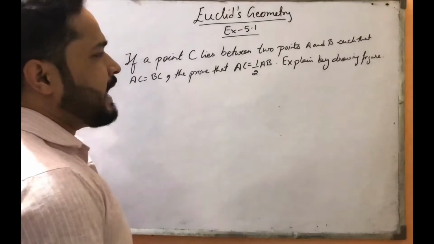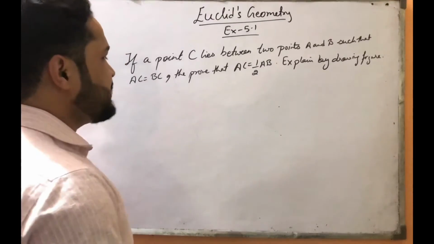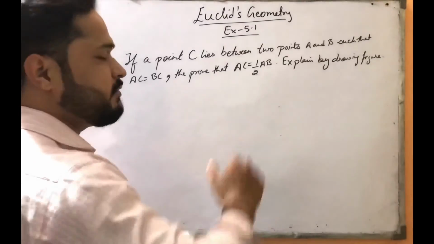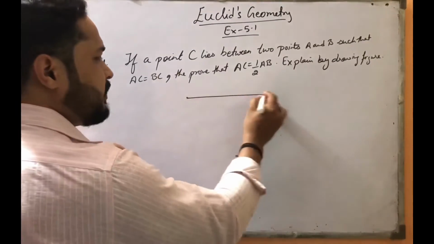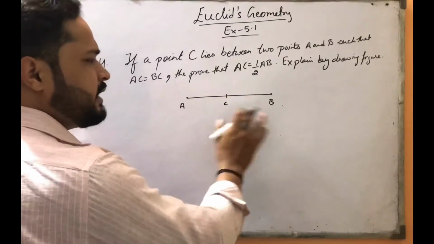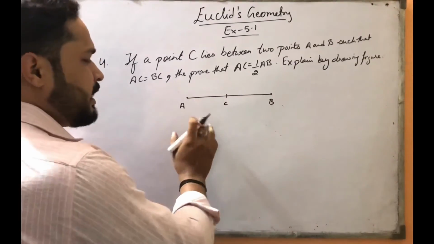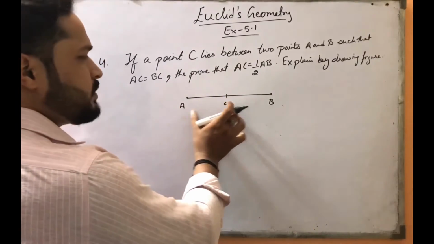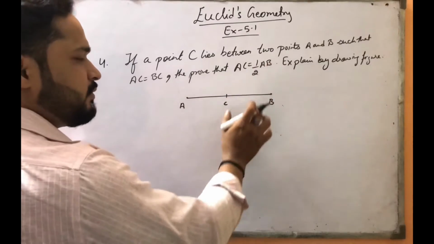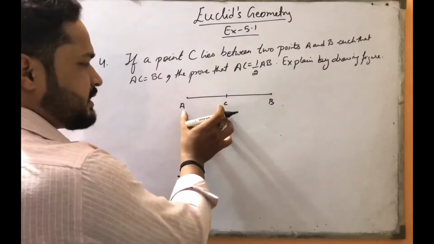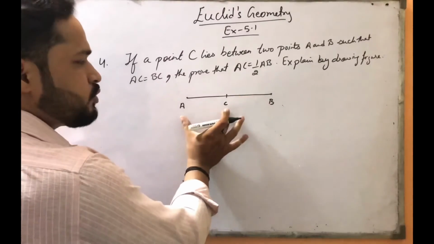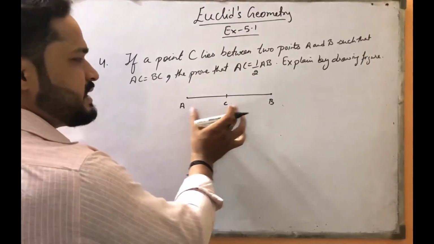If a point C lies between two points A and B such that AC is equal to BC, then prove that AC is equal to half of AB. Explain by drawing the figure. So first we can draw the figure. For example, this is A, this is B, and there is a point C between A and B. Okay, so now if AC is equal to BC, then we can say C is the midpoint, because this point C divides the whole line segment AB into two equal parts, because AC is equal to BC.